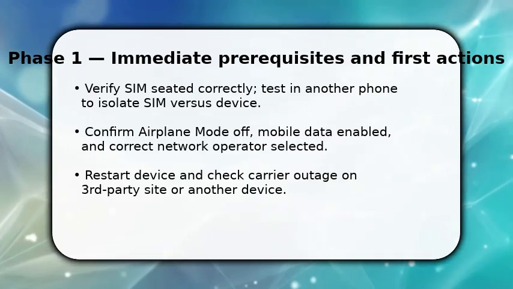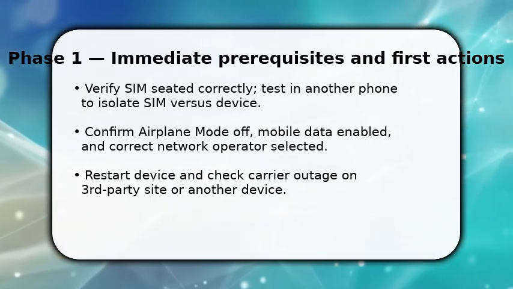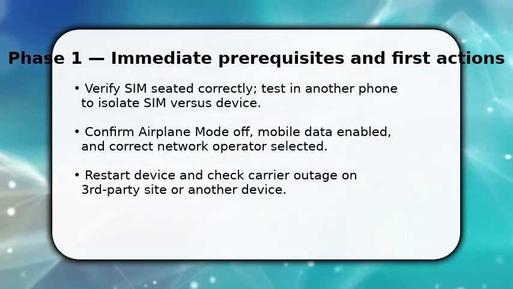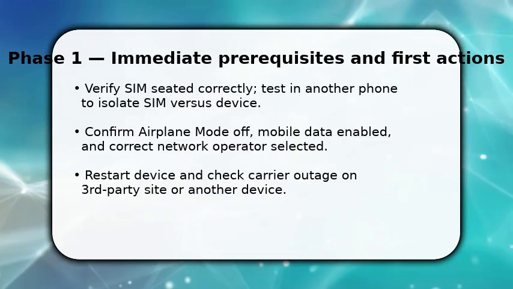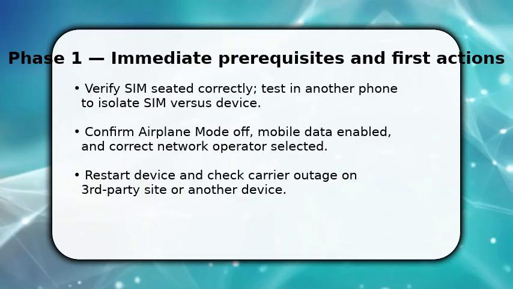You begin by isolating the problem, SIM versus phone. Power off, remove the SIM, inspect for damage, then reseat it. This often restores contact. If you have a spare phone, test the SIM there. If it works, the issue is the Android device, not the SIM.